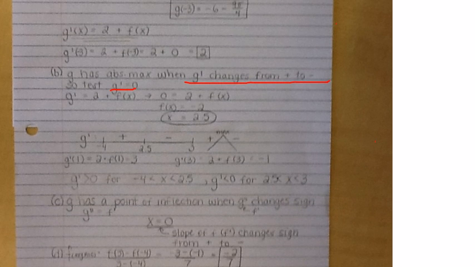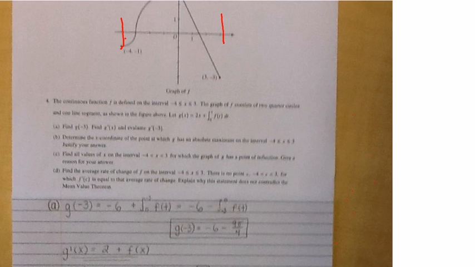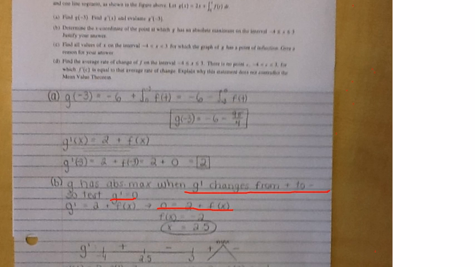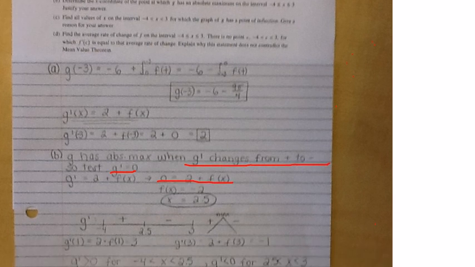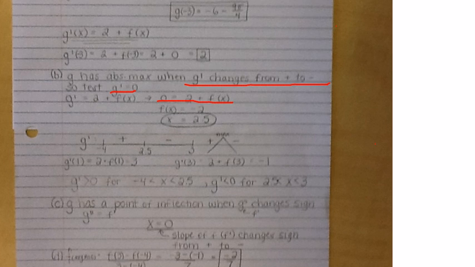So here, in order to find where g prime equals 0, you set g prime equal to 0. So here you have 0 equals 2 plus f of x, meaning f of x equals -2. And if you look at your graph, f of x equals -2 at x equals 2.5. So that's going to be one of the points we're going to need to check. Then we're going to check on our number line and make sure it goes from positive to negative, which it does. So that means it's a max.